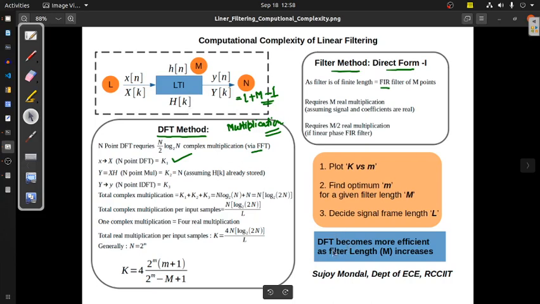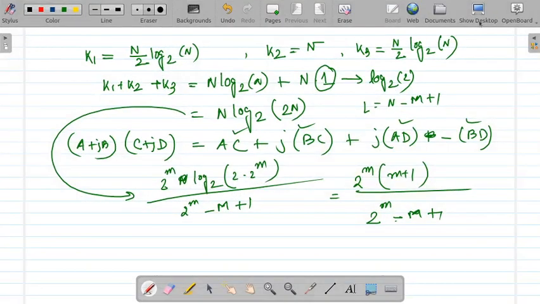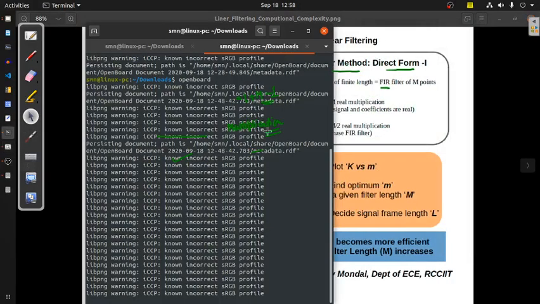And mind it, one interesting thing is that this particular DFT technique becomes more and more efficient when the filter length is very high, right? If it is a significantly lower value, this DFT technique is not going to be efficient. In that case, it would be better to use the linear filtering method or linear convolution method to carry out this process, right? So let me take you through this simulation right now. Fine.